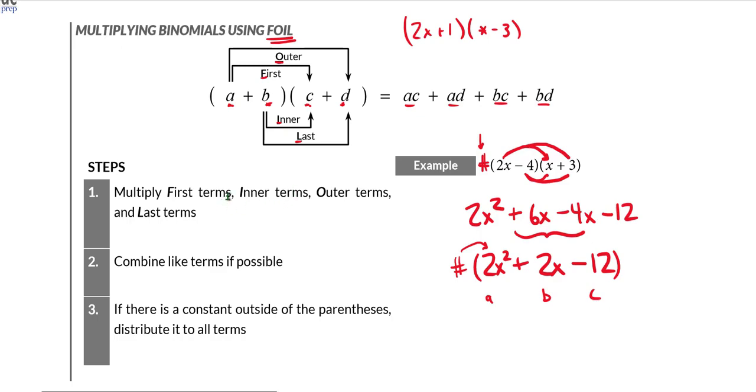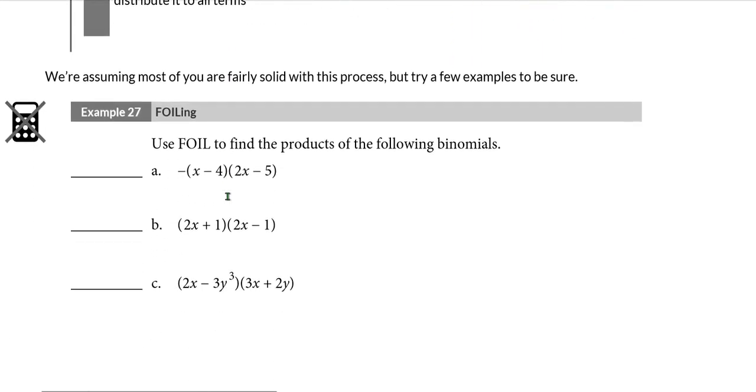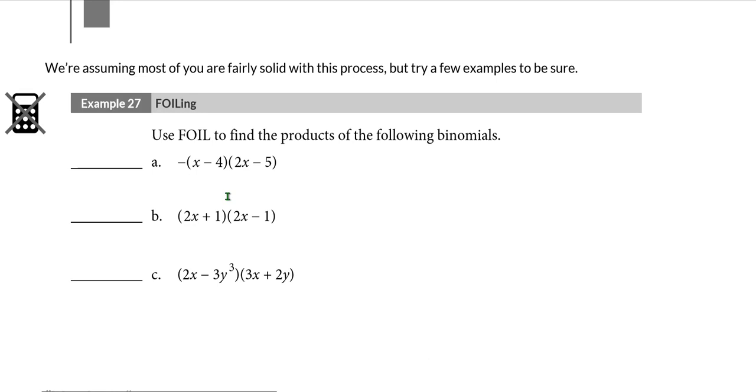So in terms of some examples, let's go ahead and do example 27, but of course I would run through these on your own. This should not be difficult. This should all be review for the vast majority of sophomores, juniors, and definitely seniors.